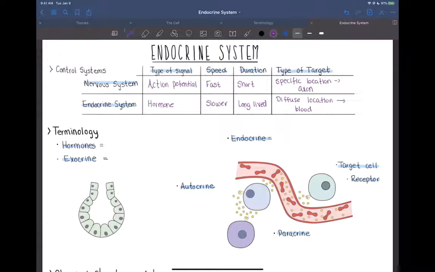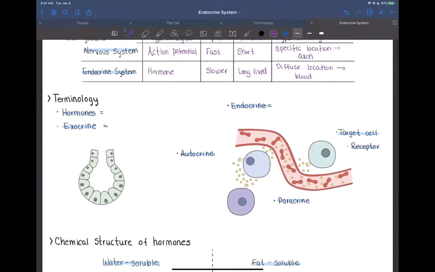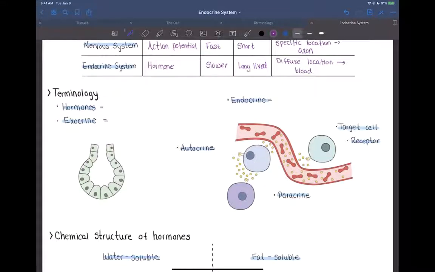Now let's go through some terminology. Our first term, obviously with the endocrine system, is going to be hormones. Hormones are long distance chemical signals that are secreted into the blood and travel through the blood to their target.